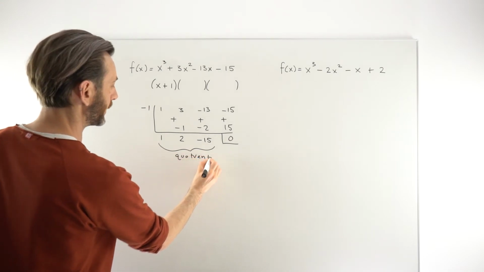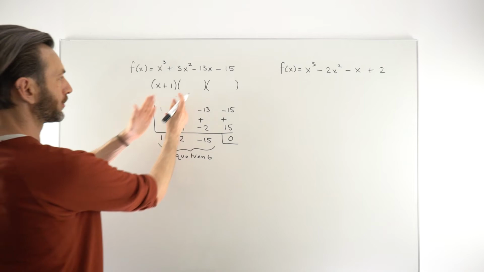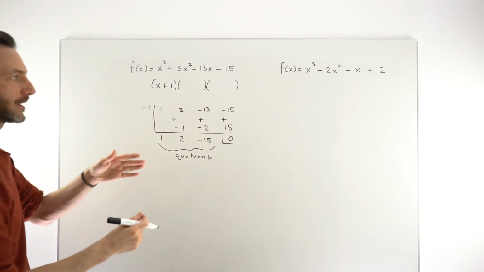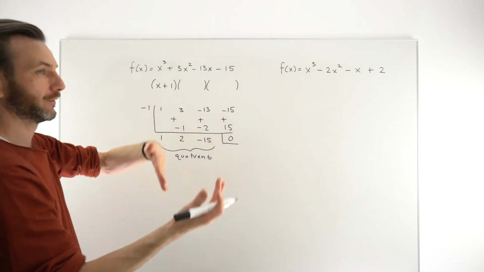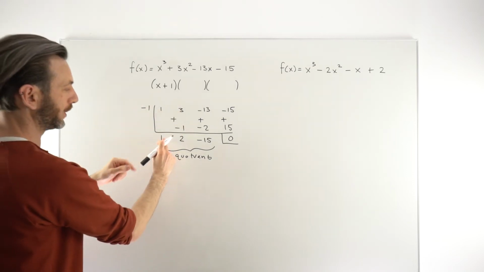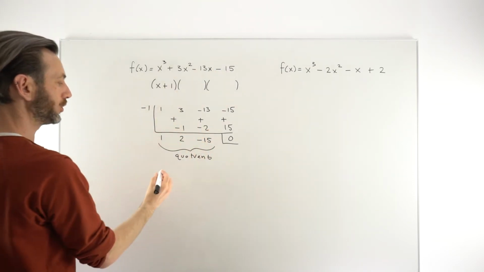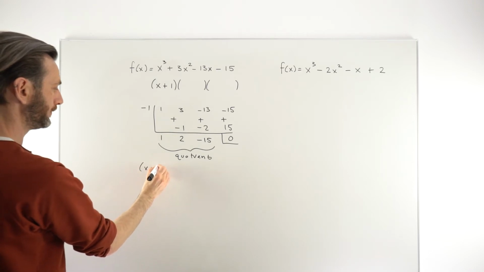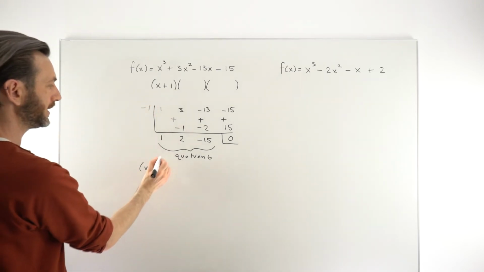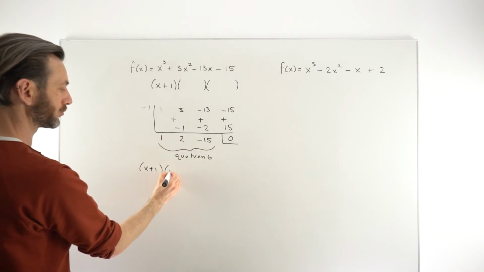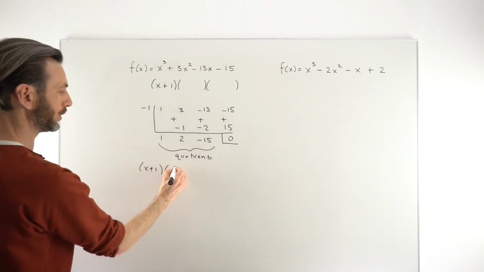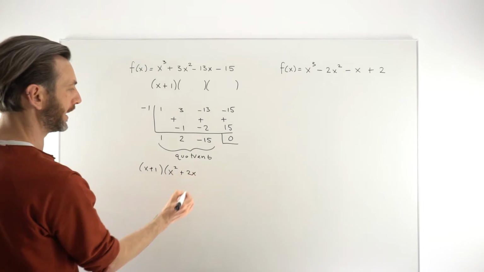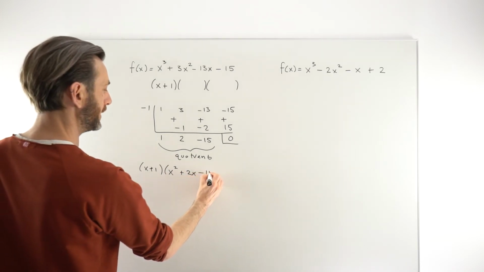So what the quotient is, is the other part of the factor. In the same way that 3 times 5 gives you 15, we're saying that x plus 1 times this gives you the original cubic. So the way this works, we pull down our x plus 1, that was just from there, and these numbers here are the coefficients of a trinomial. So it's 1x squared plus 2x minus 15.